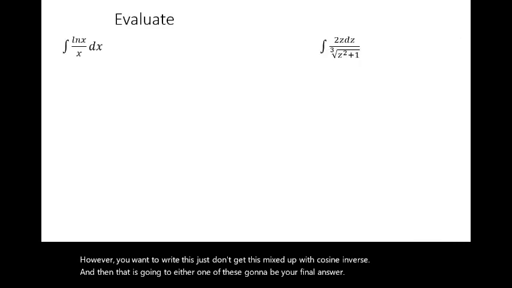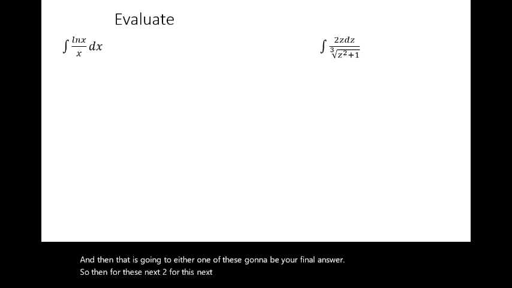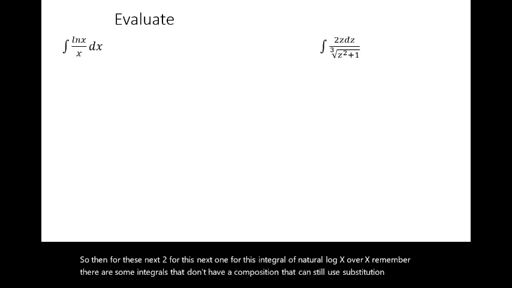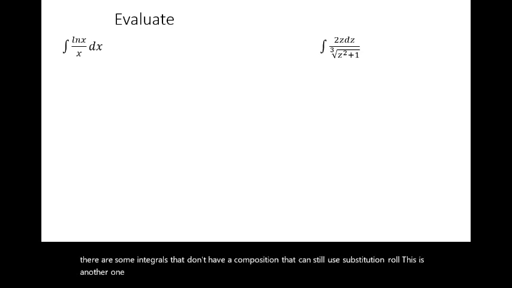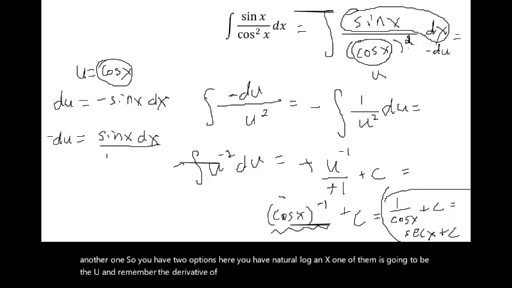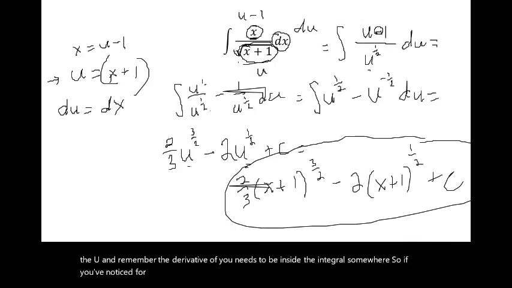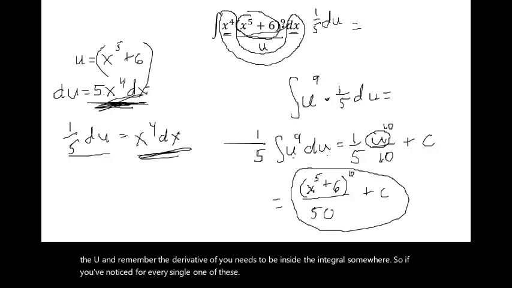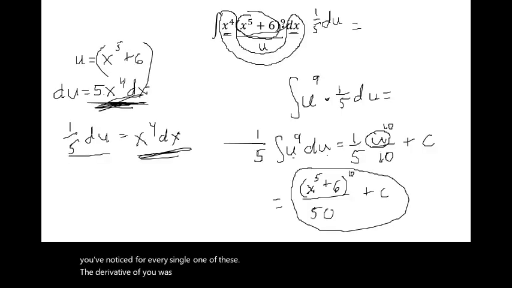So then for this next one, the integral of natural log x over x, remember, there are some integrals that don't have a composition that can still use the substitution rule. This is another one. So you have two options here. You have natural log and x. One of them is going to be the u, and remember, the derivative of u needs to be inside the integral somewhere. If you've noticed, for every single one of these, the derivative of u was somewhere inside the integral.